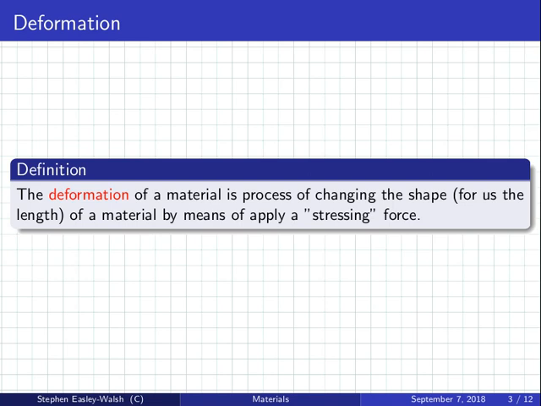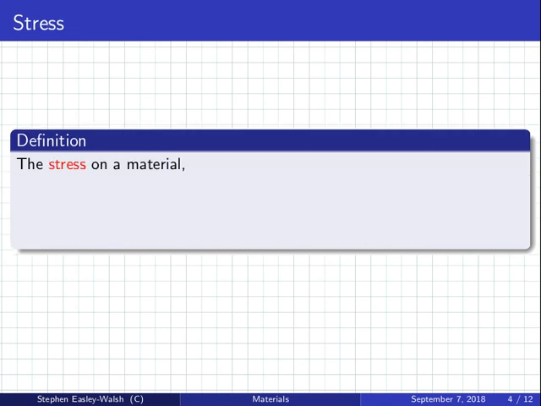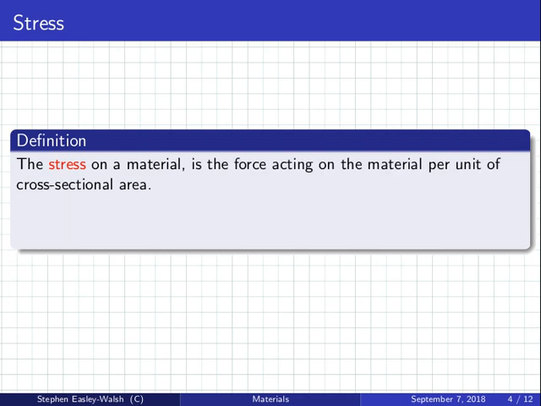Got that written down? Almost. Okay. Good. So next, the word stress. You might know this word stress in English. It doesn't have the same meaning in physics. So when we say the stress on a material, what we mean is the force on the material per cross-sectional area. So as a formula, stress is force over area.